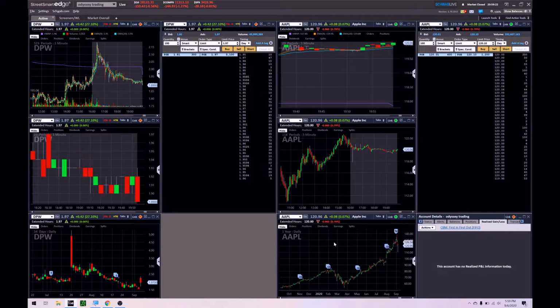Hey everyone, welcome to Odyssey Trading, and in today's episode I'm going to give you a quick overview of what my trading layout looks like.